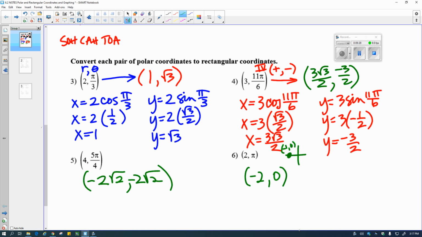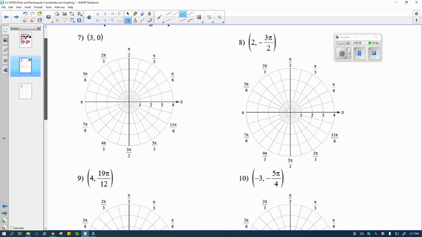Next move is to graph these, take a look at where the graphs are, and then talk about how we can get to the same position by moving in different directions. So when I'm plotting a point, the first one, 3 comma 0, is actually 3 comma 0 pi. They just don't usually write the pi with it.